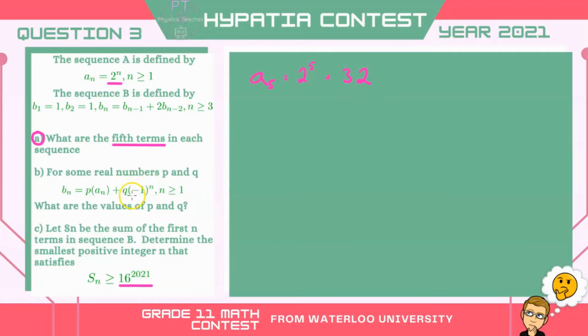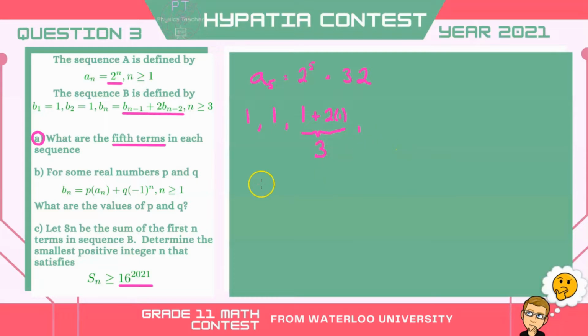Alright, so let's look at the second sequence. The second sequence starts with 1. And then the second term is also 1. And then the third term, we need to use this expression to calculate it. So this pretty much says that this is the previous term, which would be 1, plus twice the term before that, which is 1. So plus 2 times 1. So the third term, B3, is going to be equal to 3.